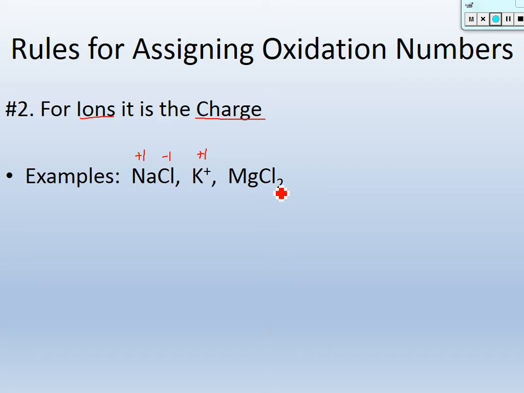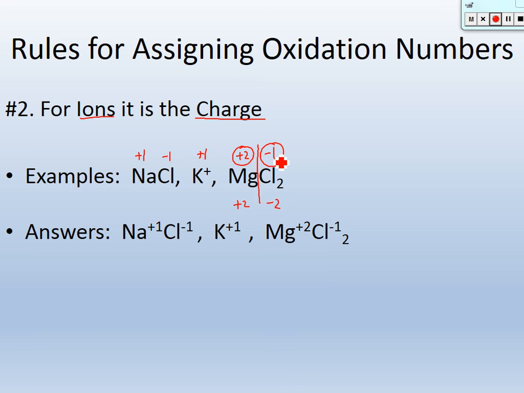Now we've got this compound, magnesium chloride. Magnesium is a group 2 alkaline earth metal. They always are +2. And it's got to sum to 0 because there's a 0 charge on this compound. And so the chlorine, if this side's +2, this side's got to be a -2. But there's two of them here, so each one has got to be a -1. And so the oxidation numbers are +2 for magnesium and -1 for chlorine. Okay, it looks like we got those right.